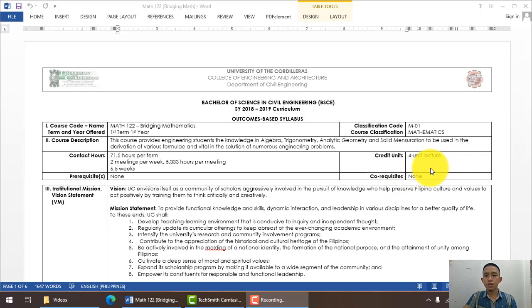So do we have a requisite? By the way, a corequisite is a subject that needs to be taken at the same time with this, but actually this subject will be enrolled alone. And prerequisite means that there are subjects that you need to finish before taking this one, but since this is the first mathematics that you will take, then there is no prerequisite. Okay.